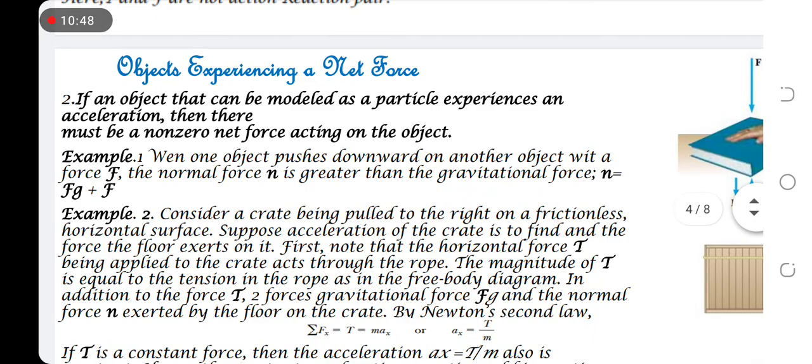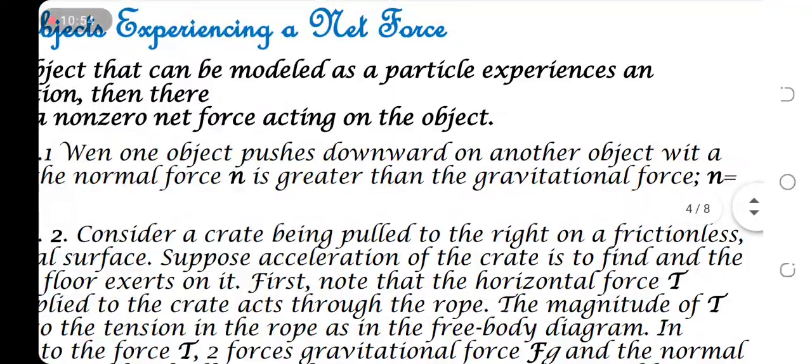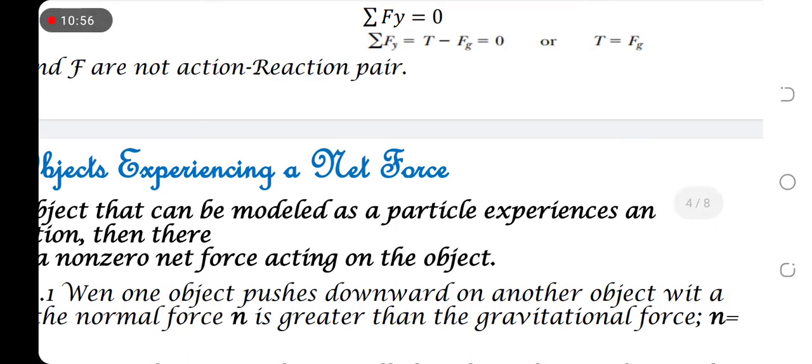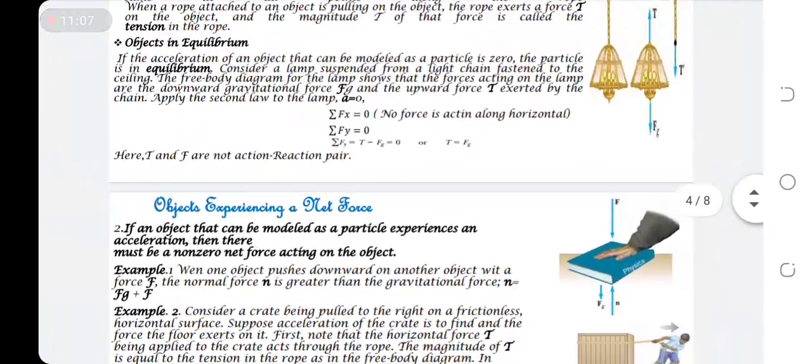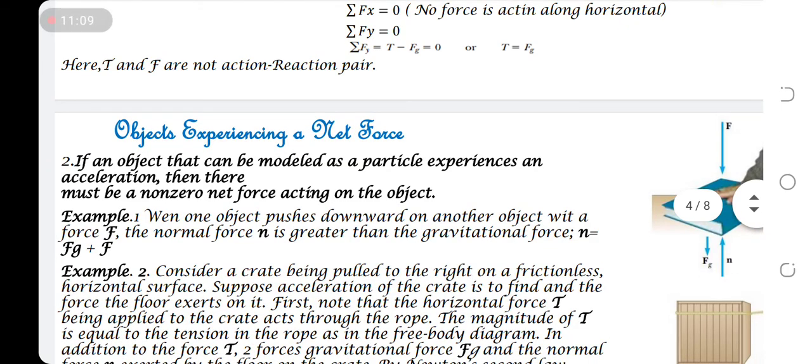So, objects experience a net force means so many forces are acting on the body, at least more than two forces, more than a single force is acting on the body. So, if an object that can be modeled as a particle experiences an acceleration, then there must be a non-zero net force acting on the object. Means some forces are acting there.